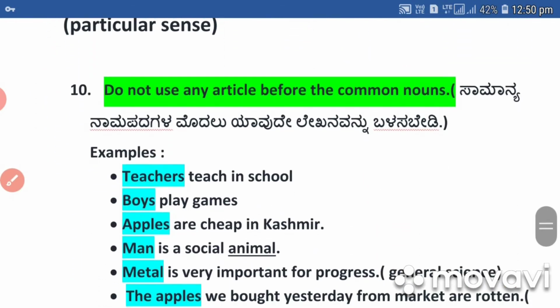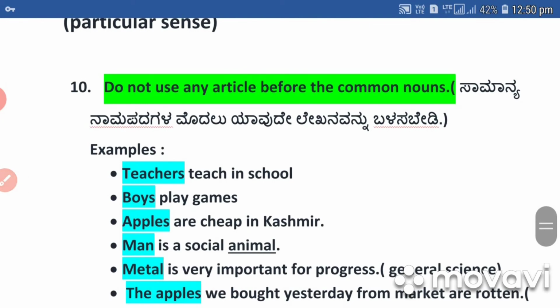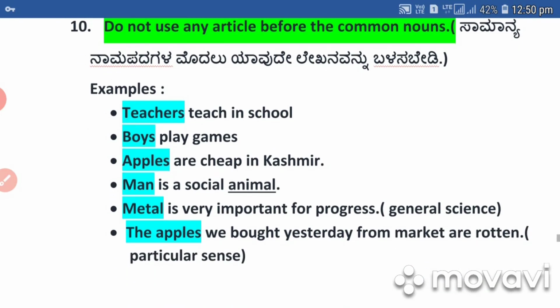Next, the 10th one: do not use any article before common nouns. You know common nouns, right? Common nouns never indicate a particular person or thing. They are commonly used. For example, teachers. Teachers can be the teachers of any other school or our school. We can't specify them. One more example here: teachers, boys, apples, man, metal.